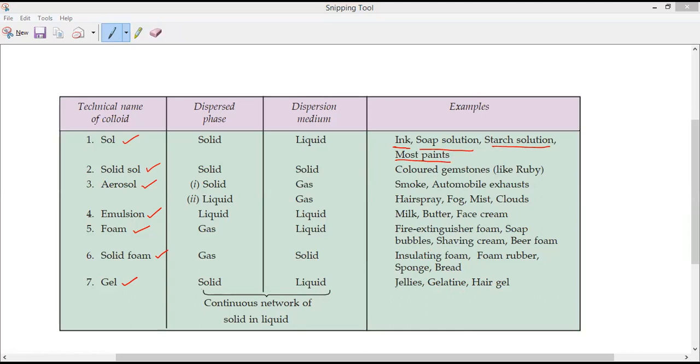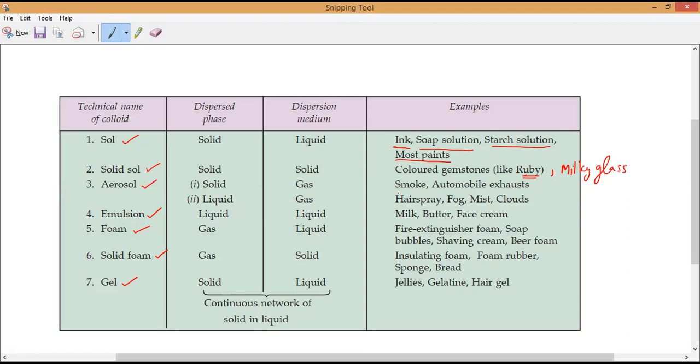What is the example of solid sol? Colored gemstones, like a ruby. You know, in the textbook, what is the example given? Solid sol, what is the example given? Colored gemstone, milky glass, sir. Yes, colored gemstone and milky glass. Okay.